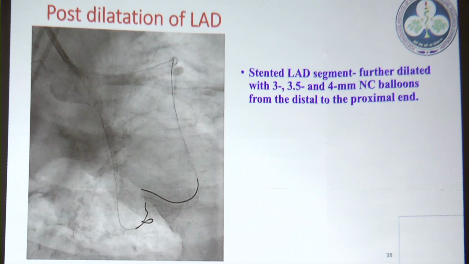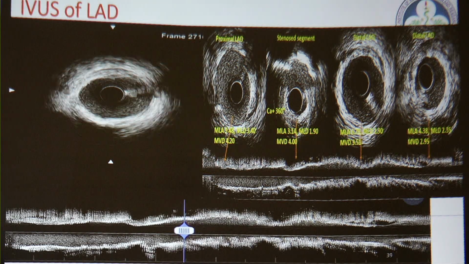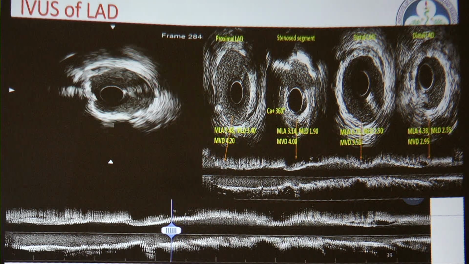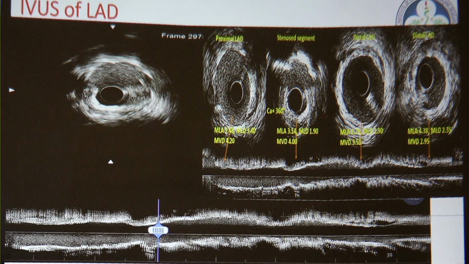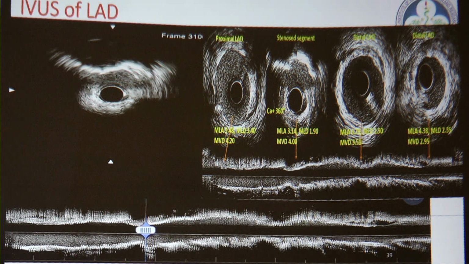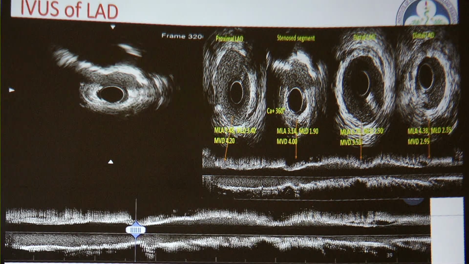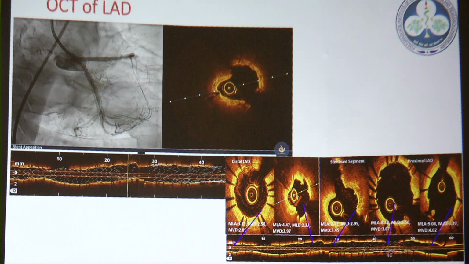Dilated with 3, 3.5, depending on the IVUS finding. After post dilatation we could achieve a good result at this stenosis segment. The area was on the lower side, 3.14 millimeter square at the stenosis segment, and therefore before putting the stent we did the OCT as well to look for what's going wrong.